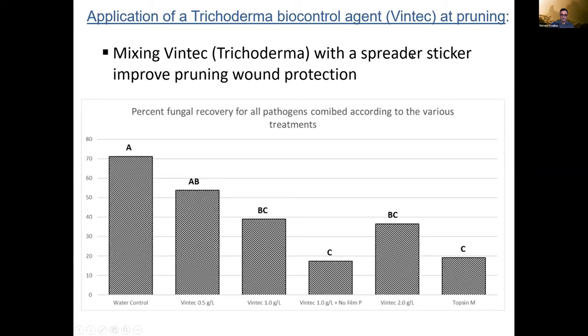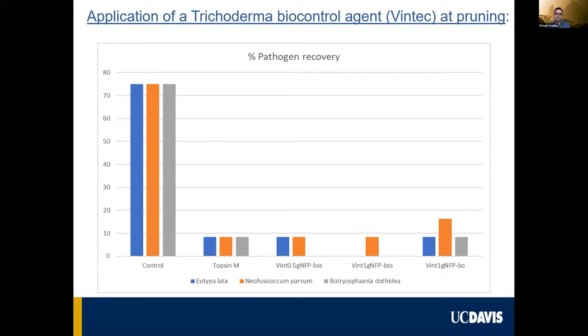We mixed the product with a spreader sticker. In this case, we used Nu-Film P. And what we noticed is when the Trichoderma biofungicide is mixed with one of these spreader stickers, we also get a great efficacy for pruning protection. And again, in all our trials, this Vintec product was usually providing a disease control that was up to the level of Topsin. Here are some last trials we conducted in Colusa County with France.